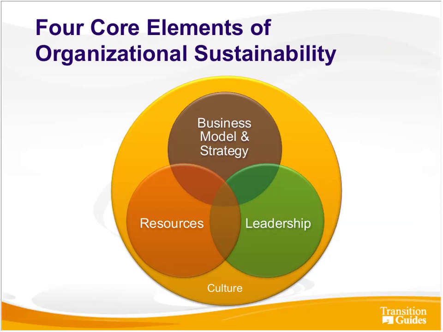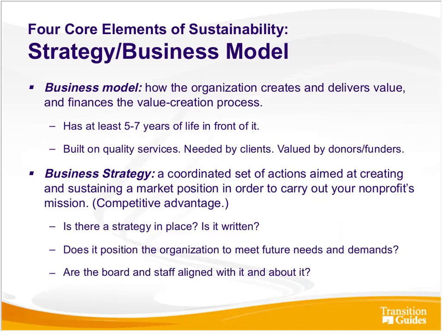When we talk about organizational sustainability, we talk about it through these lenses. These 4 lenses are how we assess an organization's sustainability. So we're looking at the business model and strategy, the resources, the leadership, and the culture. And let me explain what each of those means for our purposes. So when we talk about strategy and business model, we're really talking about how do you do business. When we say business model, how do you make money doing what you do? How do you carry out your mission? How do you deliver value for the mission and purpose that you have?